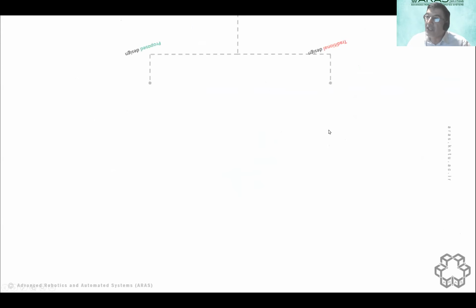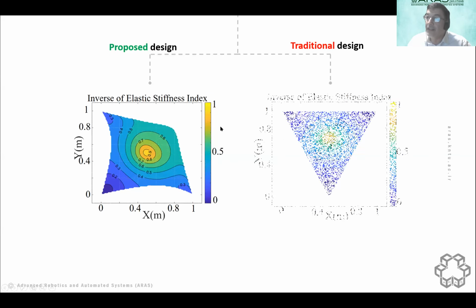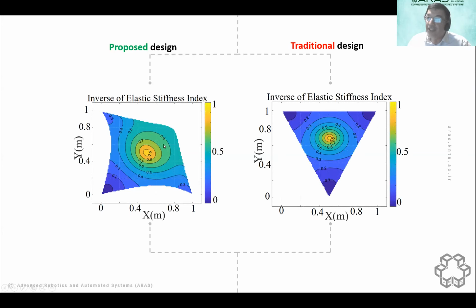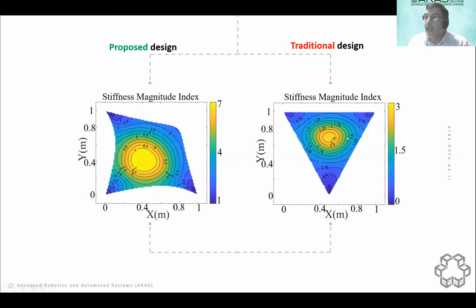The dexterity is not that great, but in terms of elastic stiffness, you can see that we have much better stiffness here, especially in this area. And in the stiffness magnitude, we are quite better. As you see here, we are up to 7, and here is up to 3. So the design here becomes much stiffer, as we expected from the design.